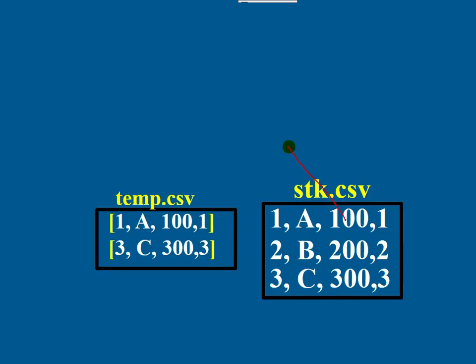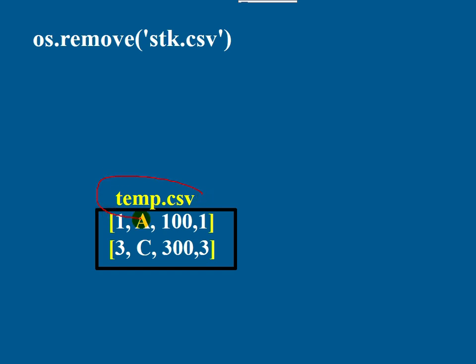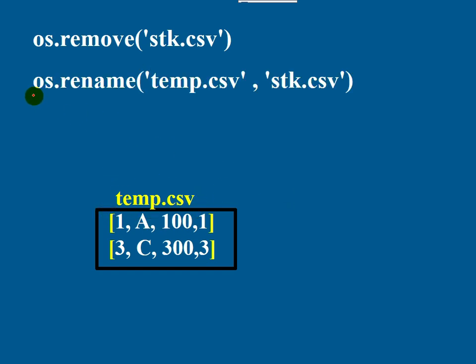Now, the old file should be removed from the hard disk. So os.remove stock.csv, this one will be removed from the hard disk. Now you need to rename the temporary CSV file as stock.csv. For that you can use os.rename. The existing name is written first, followed by the new name.